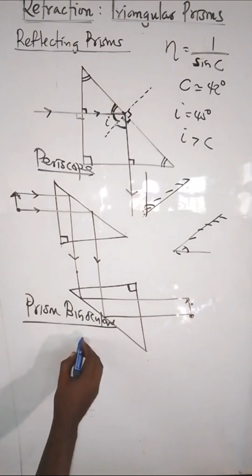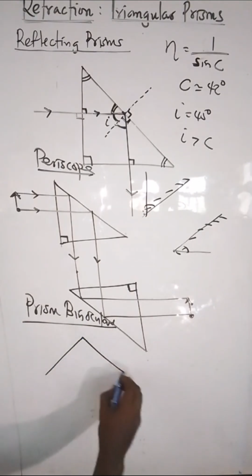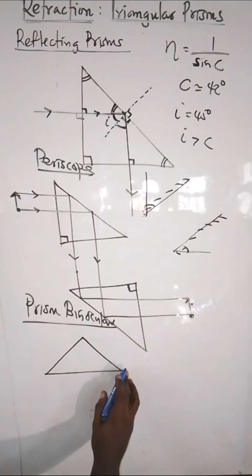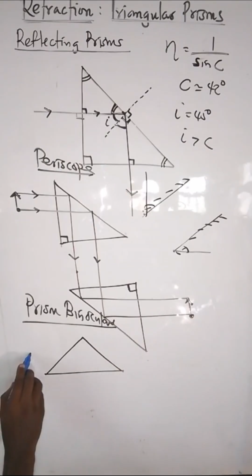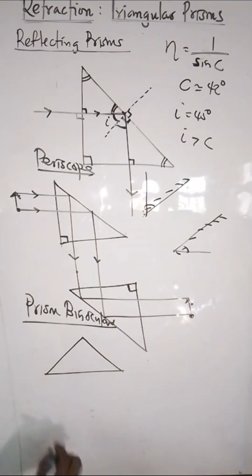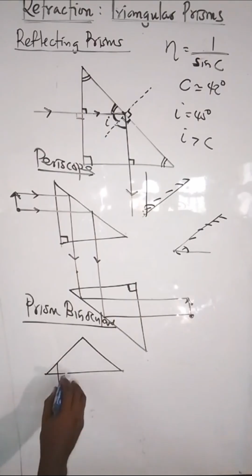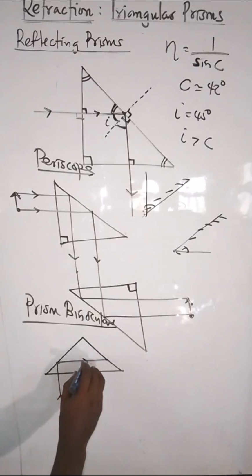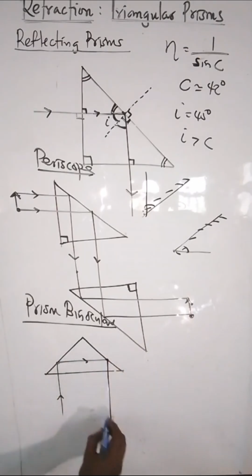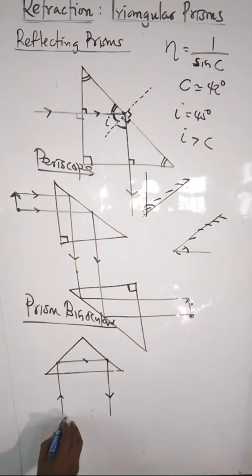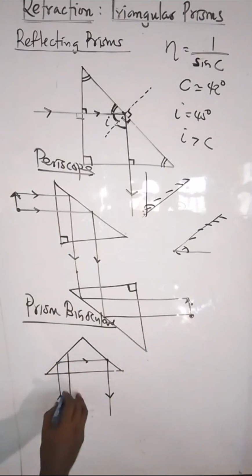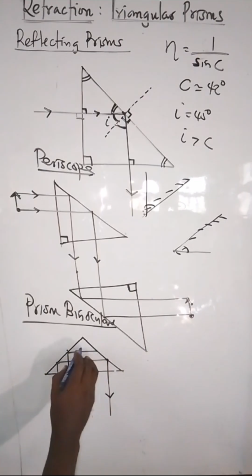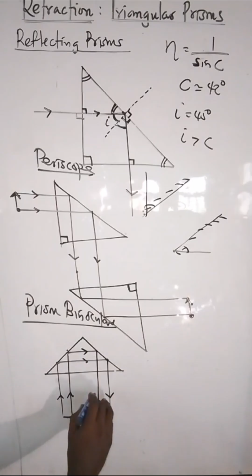So suppose the right angle triangular prism is made to stand this way. If the ray enters like this, if it enters this way, when it gets here, it will reflect. When it gets here also, it will reflect down. So if there's an object here, let's say this is an object, we can take another ray. When it gets here, it will reflect, and from here it will come back.